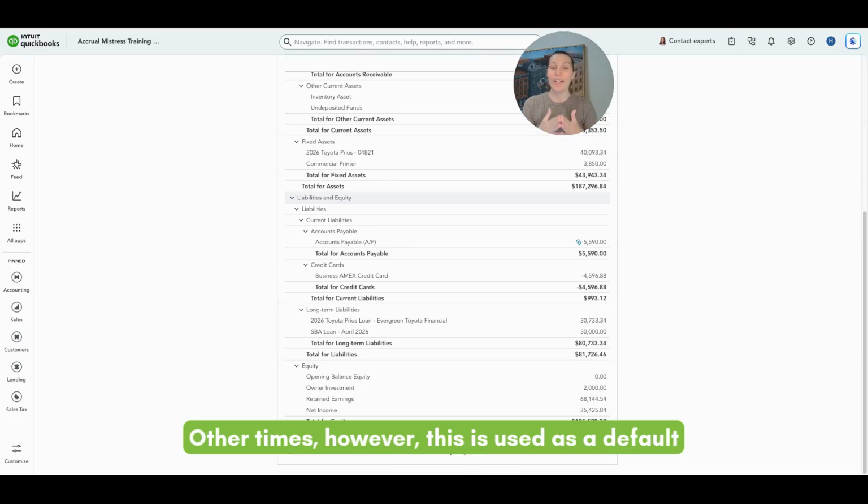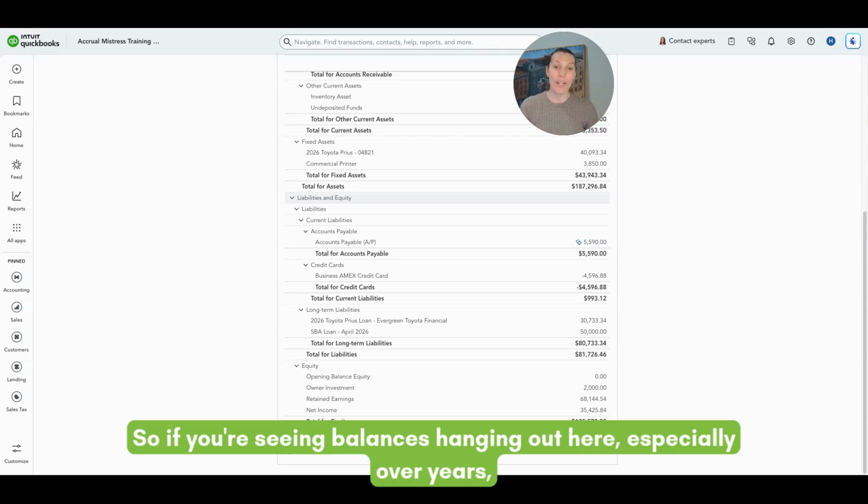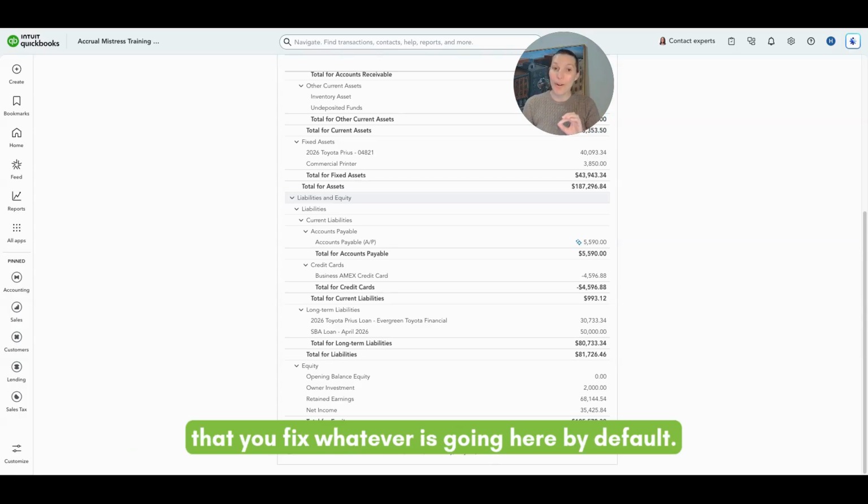Other times, however, this is used as a default when you're setting up inventory or something like that, and it can actually really cause issues in your reporting. So if you're seeing balances hanging out here, especially over years, you're going to want to address why they're there and make sure that they get moved to the correct account or that you fix whatever is going here by default.